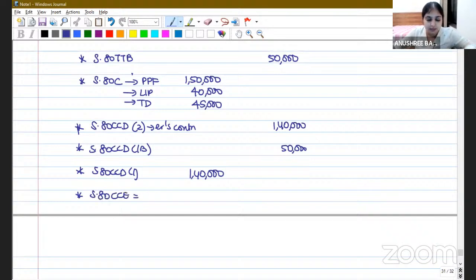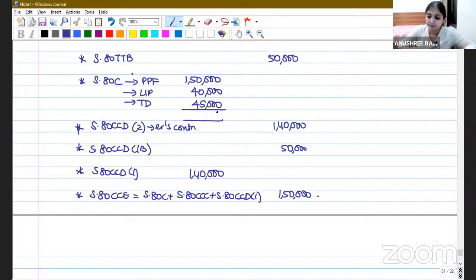Section 80CCE says section 80C plus section 80CCC plus section 80CCD subsection 1 should be restricted to 1,50,000. Here actually you have 1,50,000 plus 40,000 plus 45,000. You have 2,35,000 under 80C. You have 1,40,000 under 80CCD subsection 1, but we will restrict this to 1,50,000.